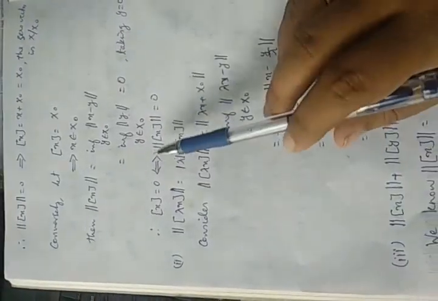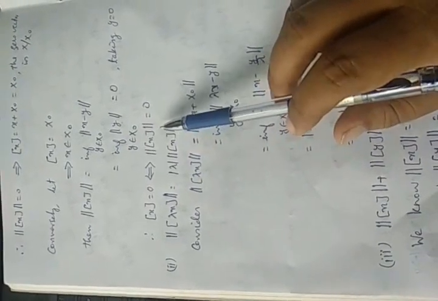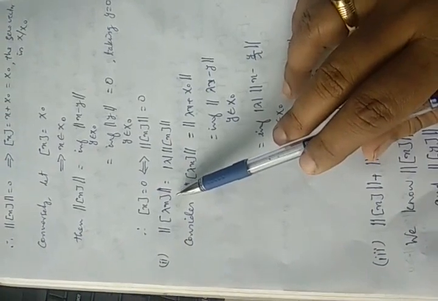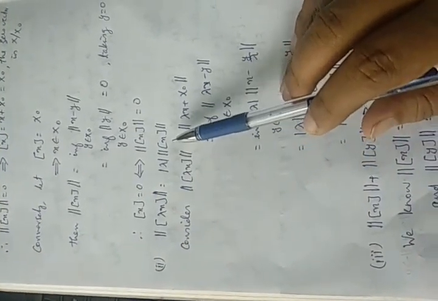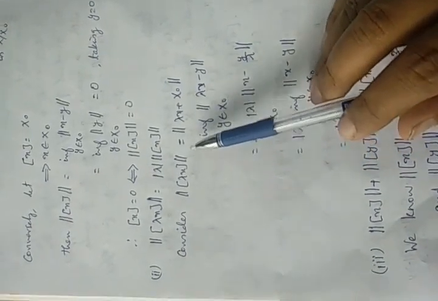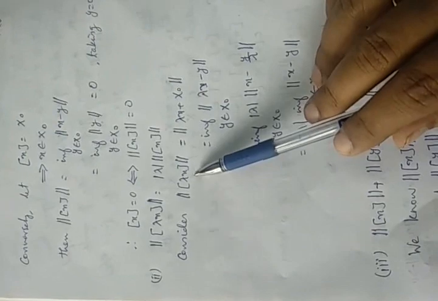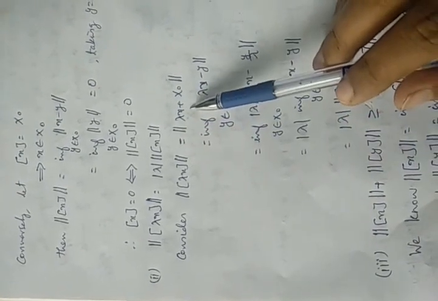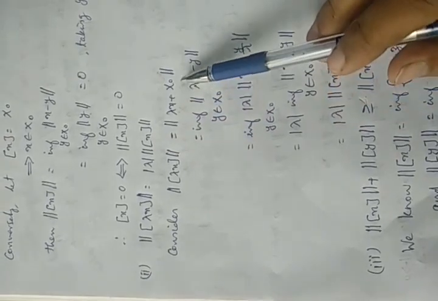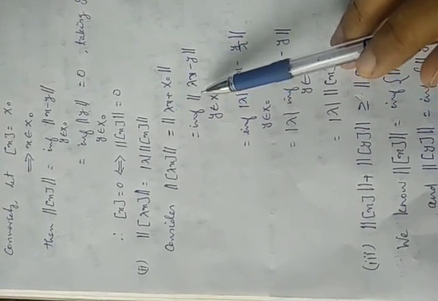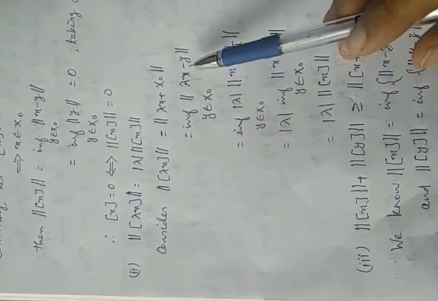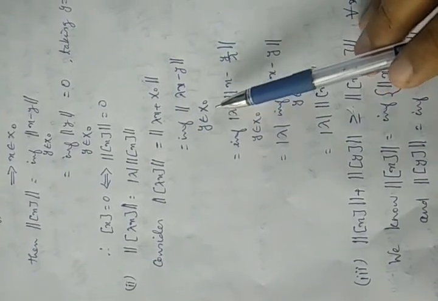So we proved that class x equals 0 if and only if norm of class x equals 0. Next, to prove that the norm of class lambda x is equal to mod lambda times the norm of class x. So we consider the norm of class lambda x. We know that by definition class lambda x is equal to the coset lambda x plus x naught. So the norm of lambda x plus x naught is, by definition, the infimum of norm of lambda x minus y, where y belongs to x naught.